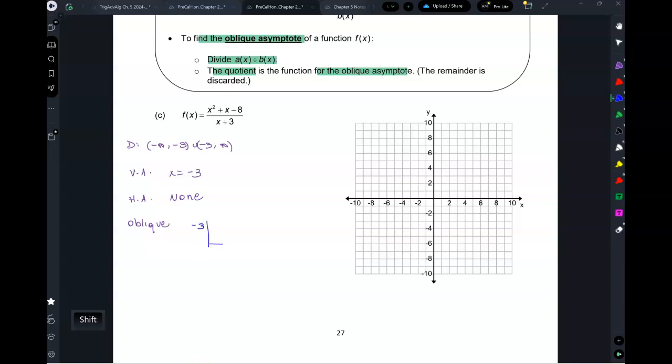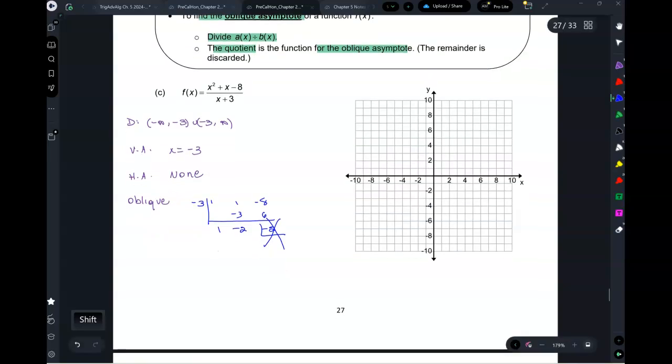So negative 3, 1, 1, negative 8. 1, negative 3, negative 2, 6, negative 2. That remainder gets tossed out. We don't need it. This depressed polynomial is x minus 2, right? So the oblique asymptote is y equals x minus 2.